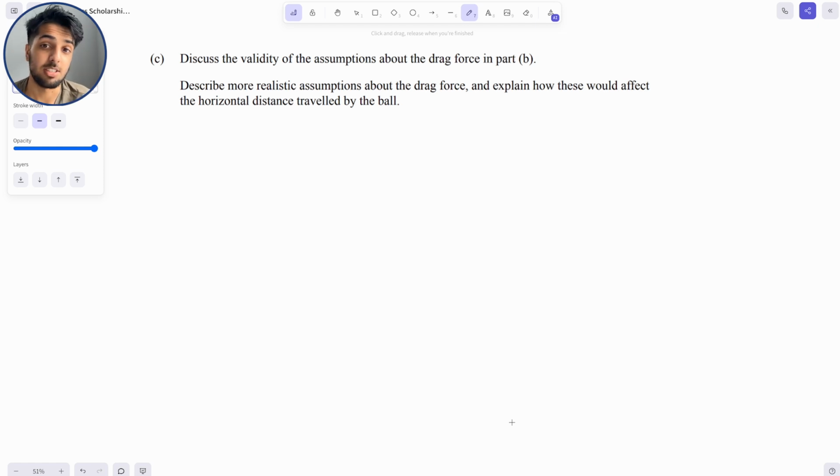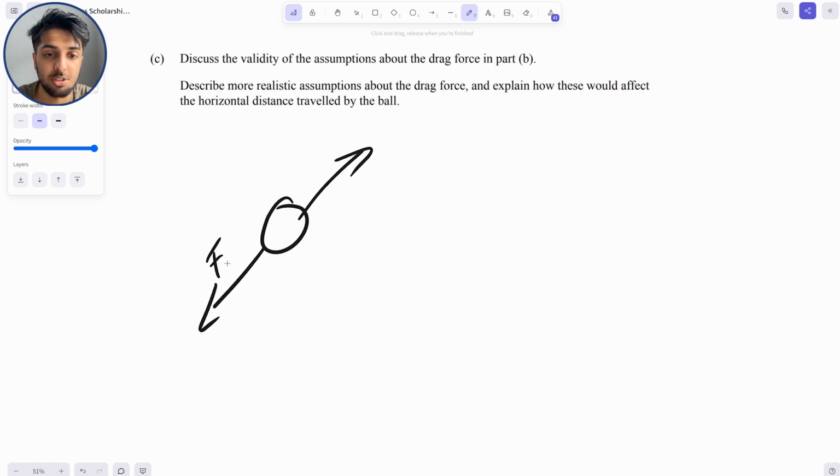Discuss the validity of the assumptions made about the drag force in part B. Describe more realistic assumptions about the drag force and explain how these would affect the horizontal distance traveled by the ball. Okay, so one claim that we made about the drag force was that it acted only in the horizontal direction, and it's constant the entire time. However, we know that the drag force will act in direct opposition to the direction of the ball.